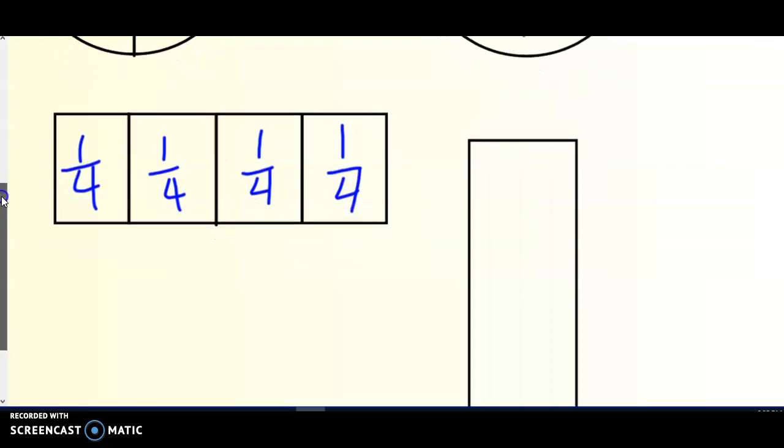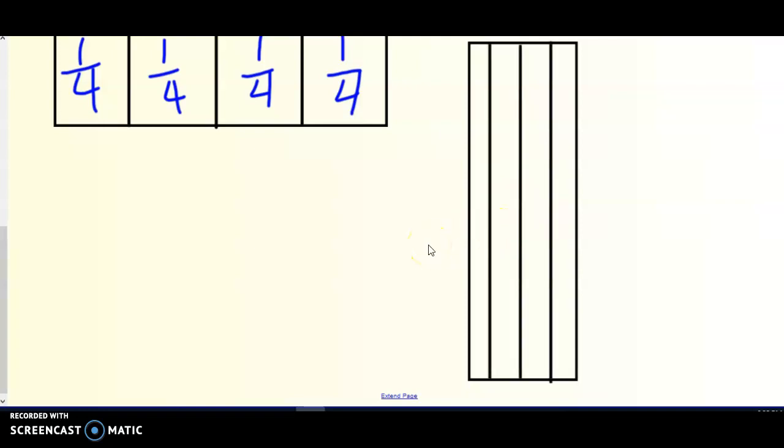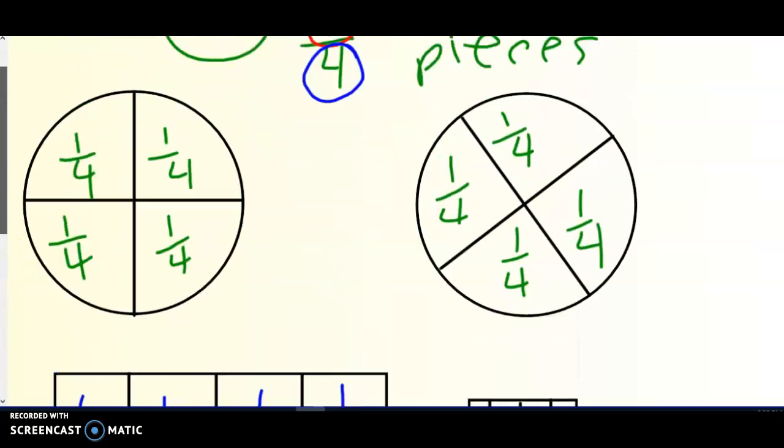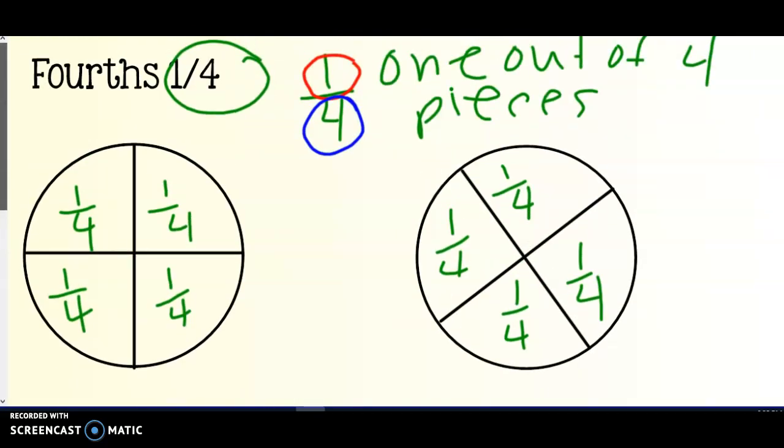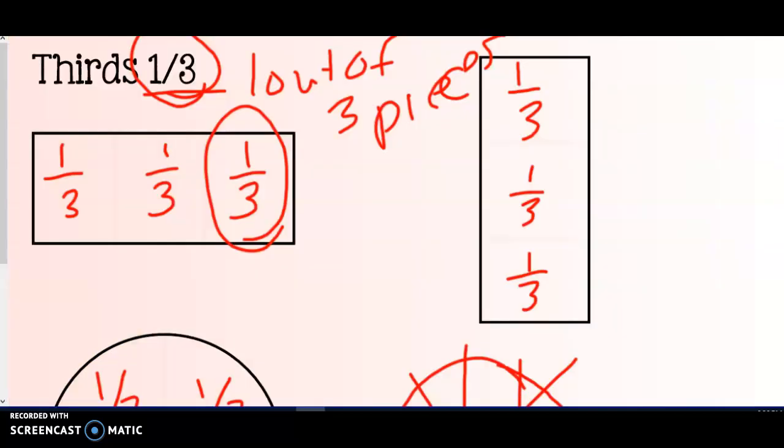Let's look at another way that we can split our rectangle into 4 equal pieces. Here is another way. We can split them into skinny strips, and each is worth 1/4. So here we have learned how to split, or partition, our shapes, our circles and rectangles, into fourths. On this page we learn fourths, here we learn thirds, and at the beginning we learned halves.